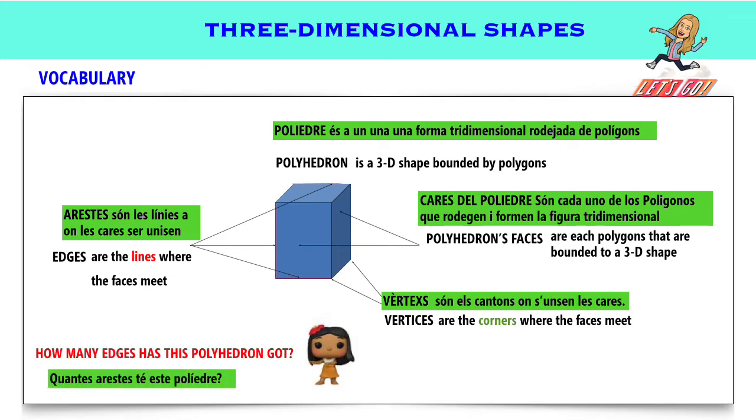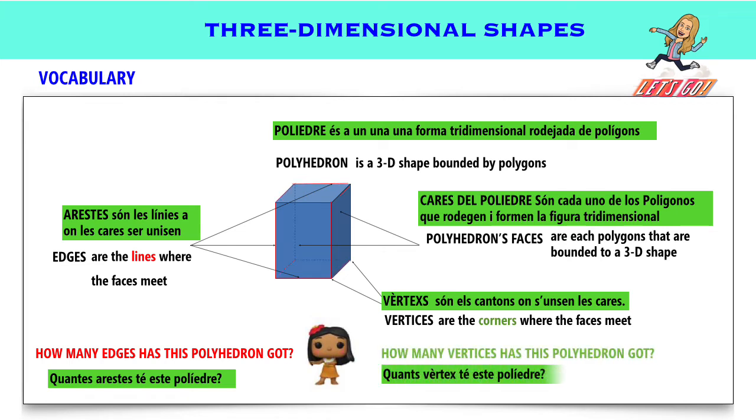How many edges has this polyhedron got? How many vertices has this polyhedron got?